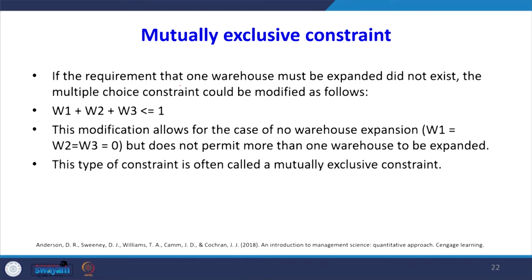If the requirement that one warehouse must be expanded did not exist, the multiple choice constraint could be modified as follows. If you write W1 plus W2 plus W3 is less than or equal to 1, this modification allows for the case of no warehouse expansion, W1 plus W2 plus W3 equal to 0, but does not permit more than one warehouse to be expanded. Okay. We can have any one, or it can be all 0. So this is an example of a mutually exclusive constraint.